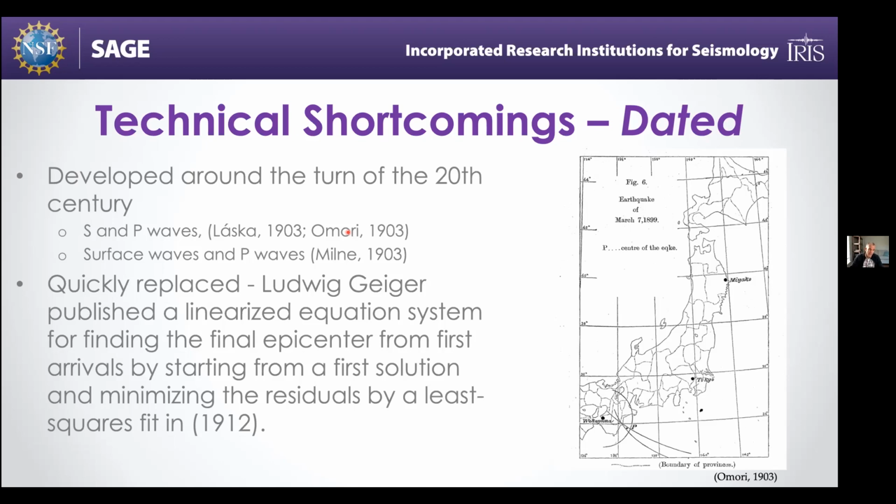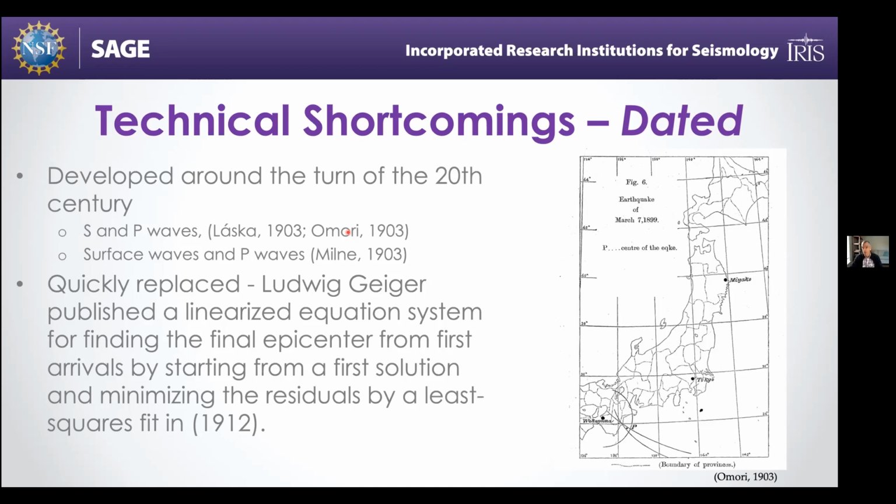So P and S waves were first used by Omori and Laska in 1903, and sort of simultaneously, Milne, a British scientist, also published a paper using P waves and surface waves. And you'll notice that he basically is using the exact same process of looking at a set of travel time curves. It was easier to pick surface waves. S waves are pretty problematic on vertical instruments to detect. And so for some of these older instruments, they were really problematic. So thus they were using surface waves.